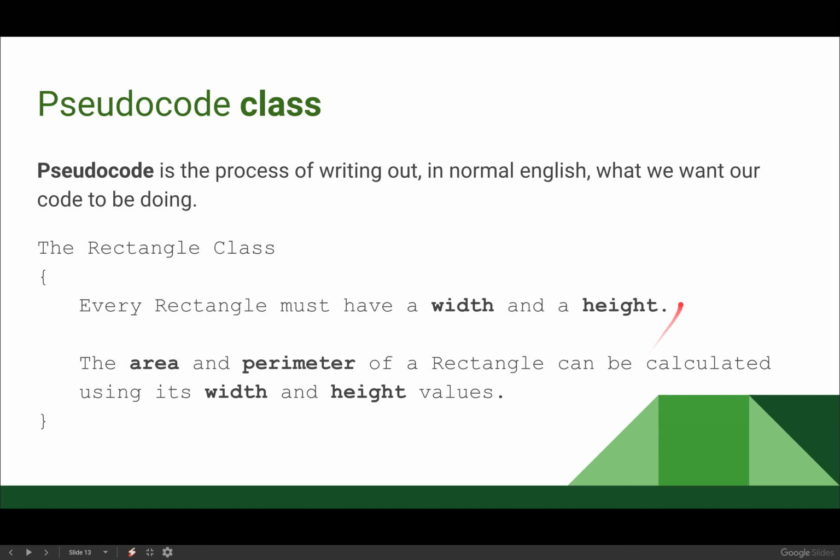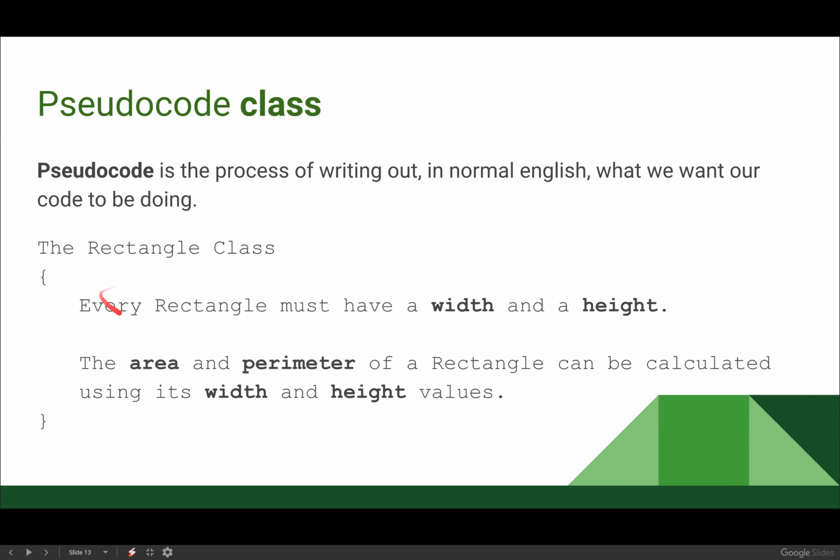So, I'm going to give a very pseudocode example of what a class looks like. For those of you not familiar with the term, pseudocode is the process of just writing out in normal English what we want our code to be doing. So here I've written out in pretty much regular old English what my rectangle class is going to be doing. So I am defining my rectangle class, and I have those curly braces just to say everything inside of here is part of my rectangle class.